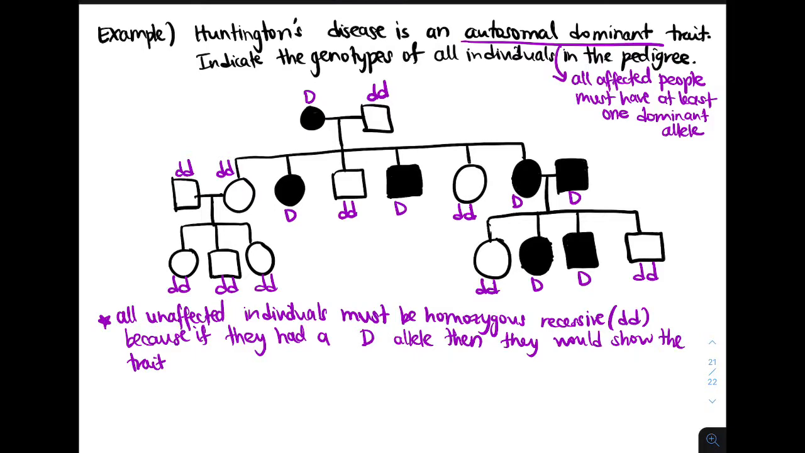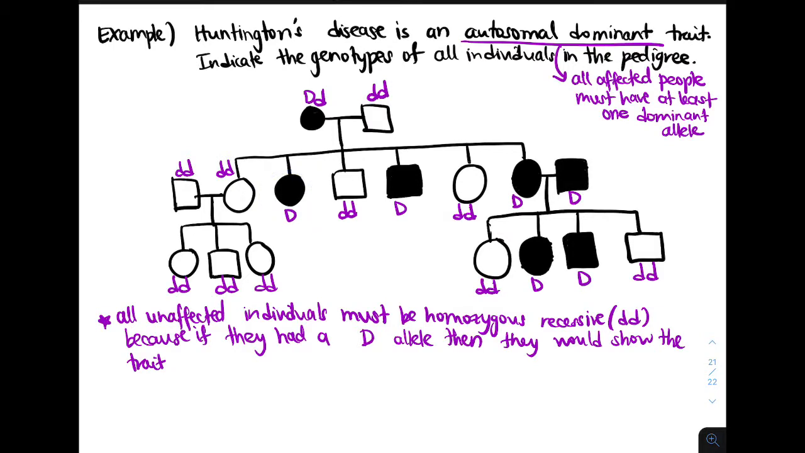Now we filled in the genotypes of most individuals, but let's take a look at the ones that we haven't. Now, if we look at this mother, she must have given a little d to this son because her son is homozygous recessive, and so is her daughter. That means that the father contributed one little d, but the mother must also have contributed the other little d for the child to be homozygous recessive. Therefore, we know that the mother in the first generation is heterozygous.